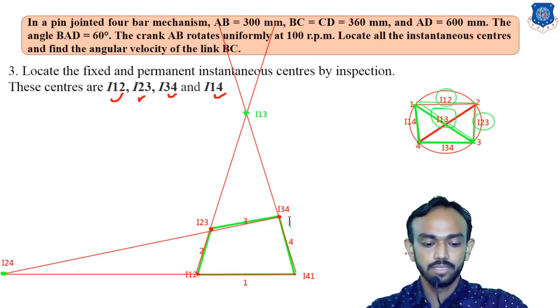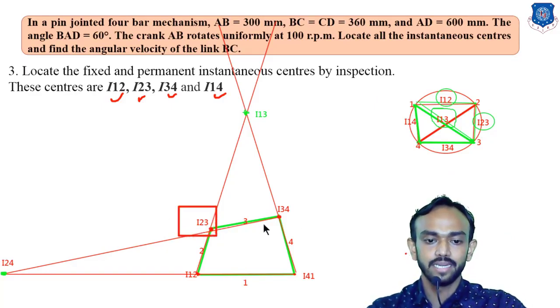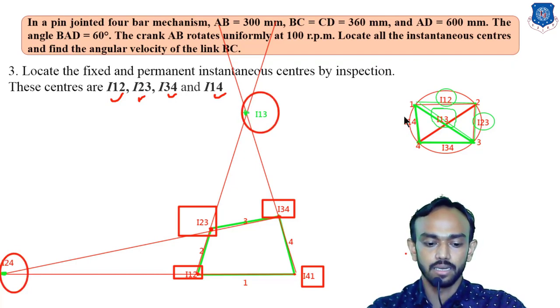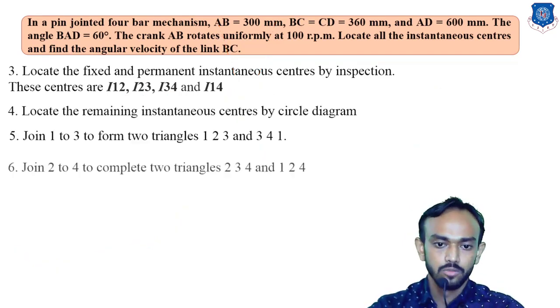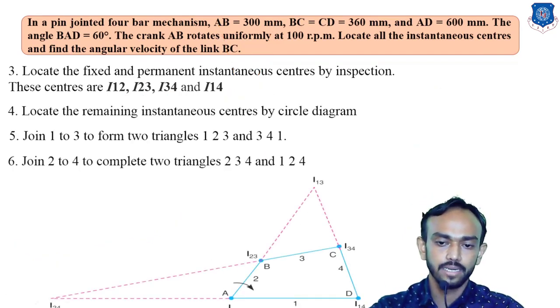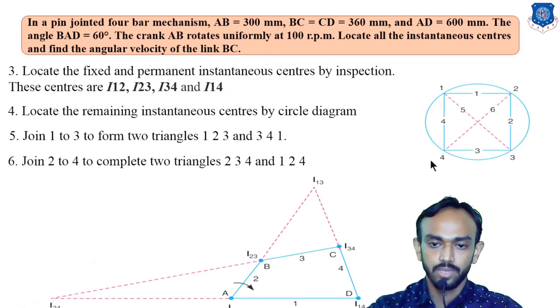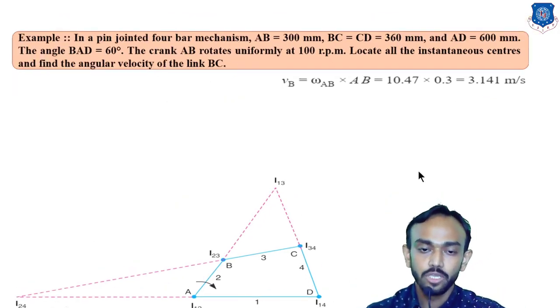And among these, 4 I-centers are very easy, 1, 2, 3, 4. But for the remaining 2 I-centers, you have to use the circle method. Okay, so you can locate these 2 I-centers by using this circle method. But how will you find the answer which we need in this example?